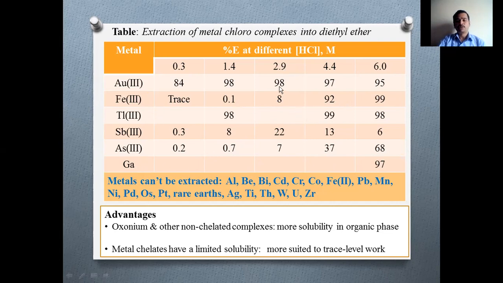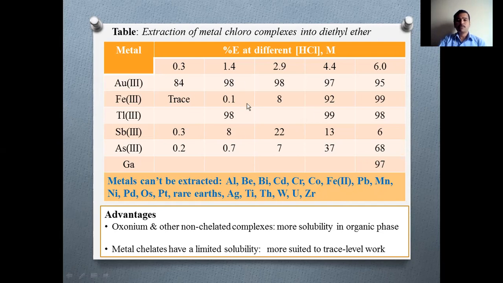So under oxonium systems, the extraction efficiency is dependent on the acidity of the aqueous layer that we are going to maintain. These are the metals which cannot be extracted after converting them into oxonium system: aluminum, beryllium, bismuth, cadmium, chromium, cobalt, iron 2, lead, manganese, nickel, palladium, osmium, platinum, rare earths, silver, titanium, thorium, tungsten, uranium, and zirconium. These metals cannot be treated with oxonium cations for their extraction into the organic phase.